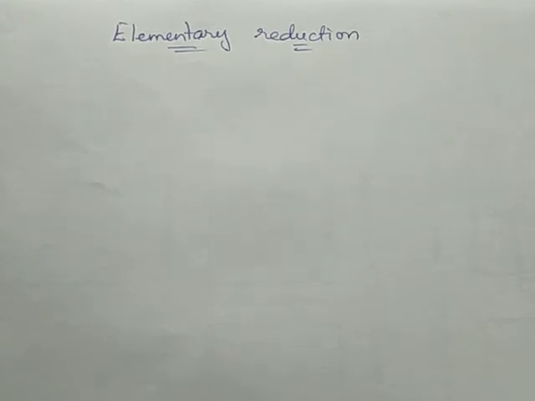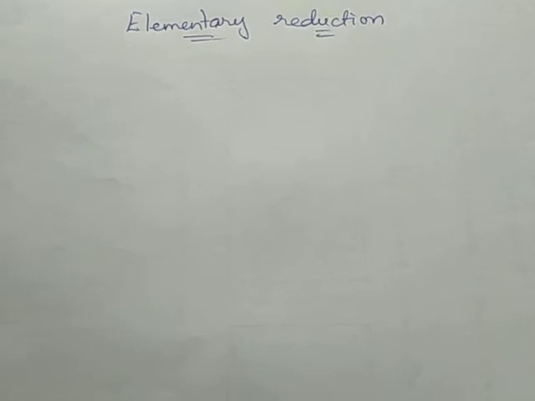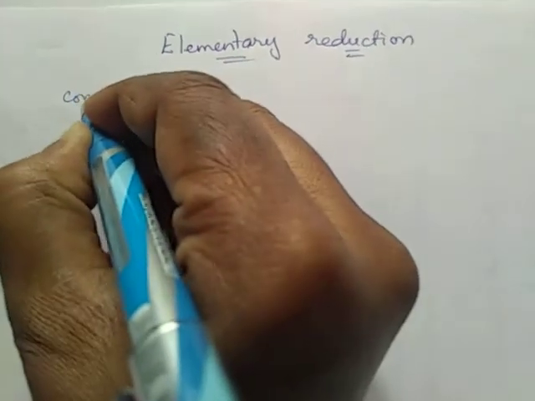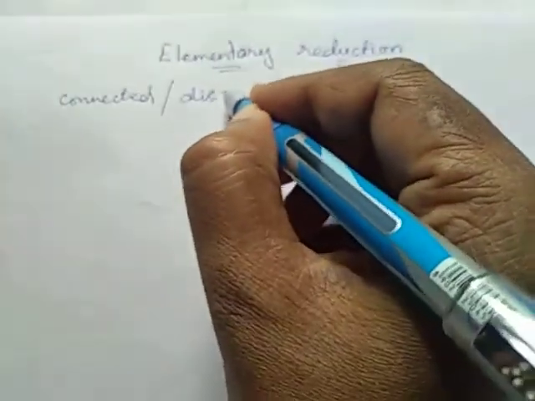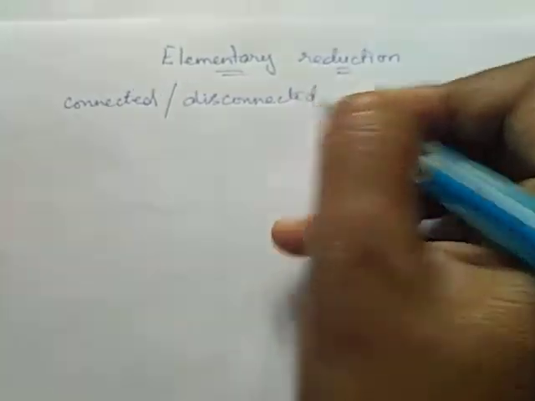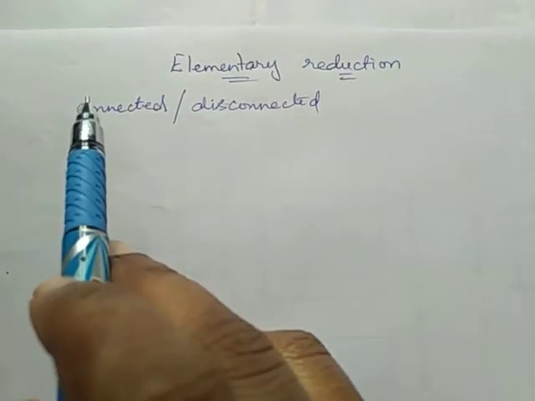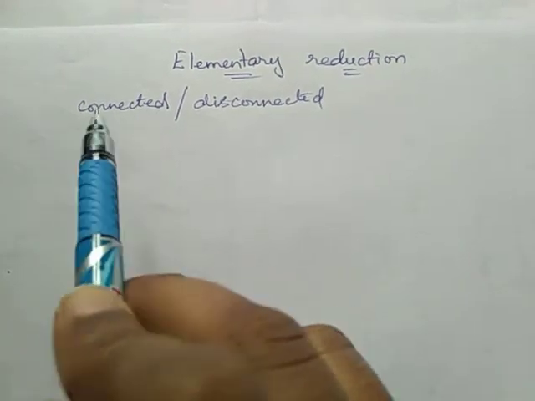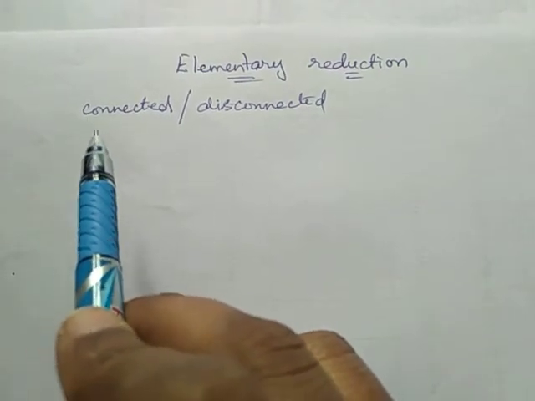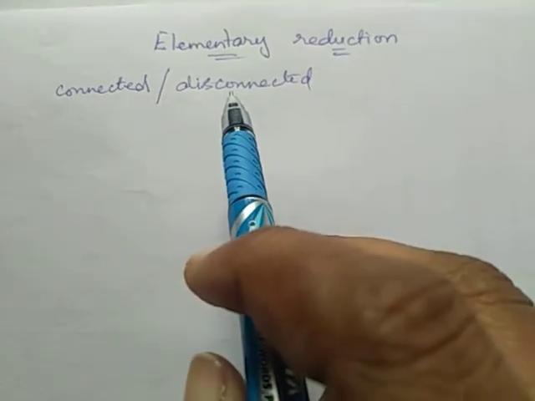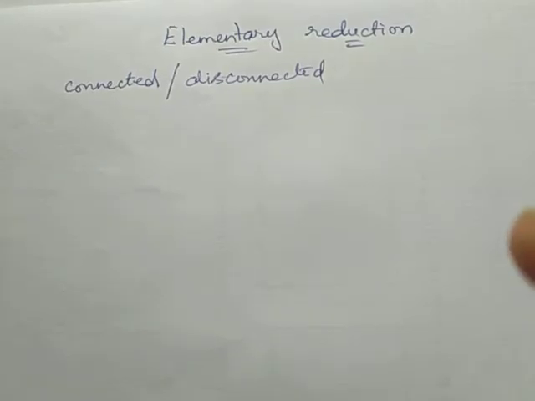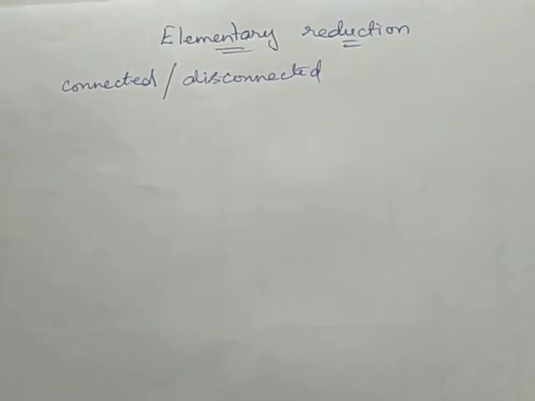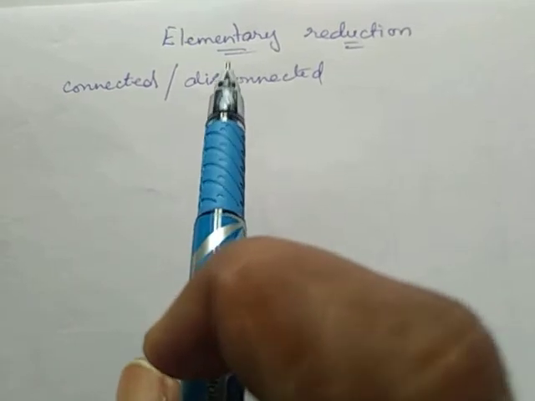Using elementary reduction, the graph may be connected or it may be a disconnected graph. If it is a connected graph, the graph should be written in plane form, then it is a planar graph. In a disconnected graph, each component can be written in plane form, then the graph is planar.